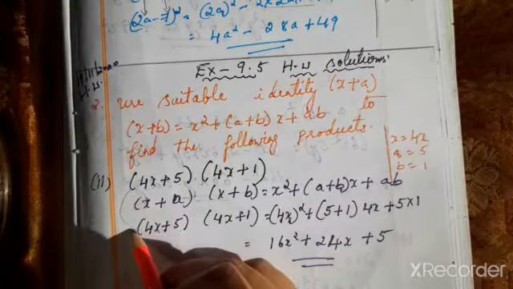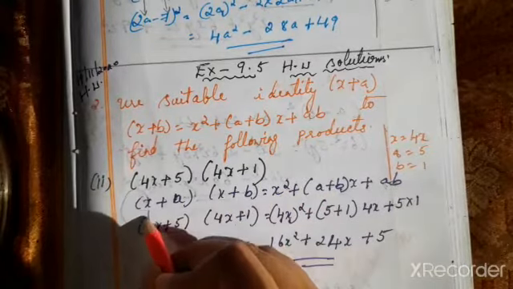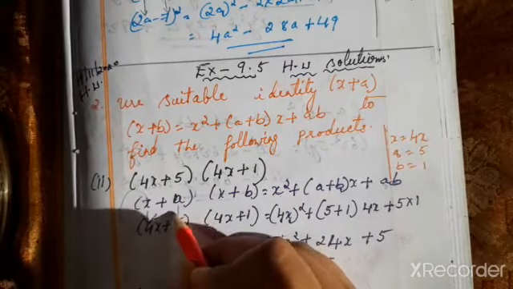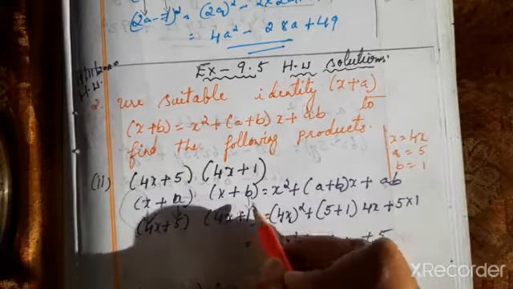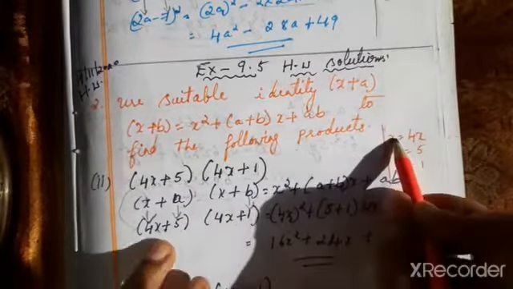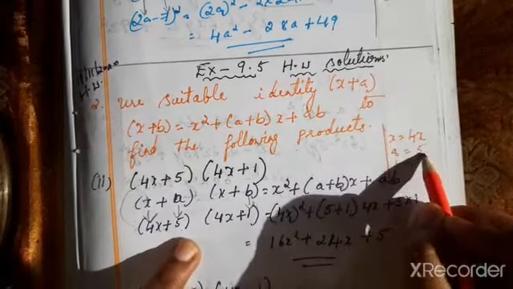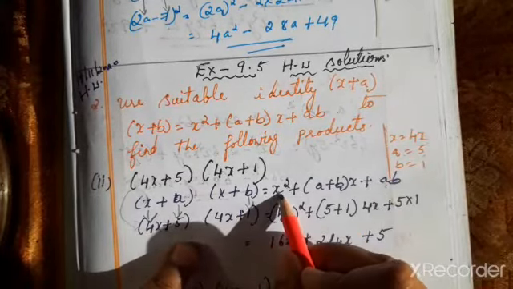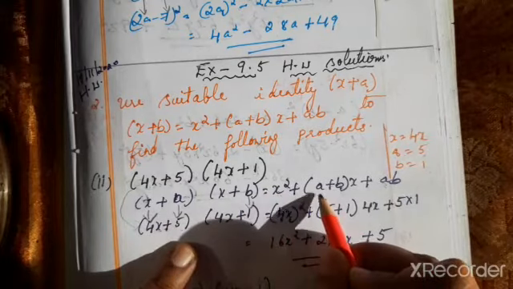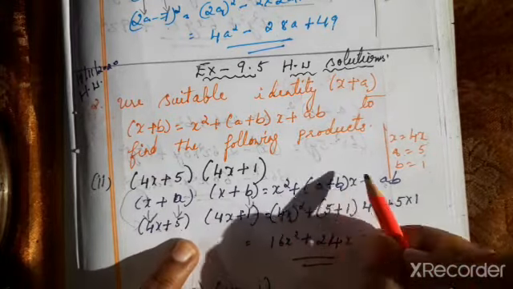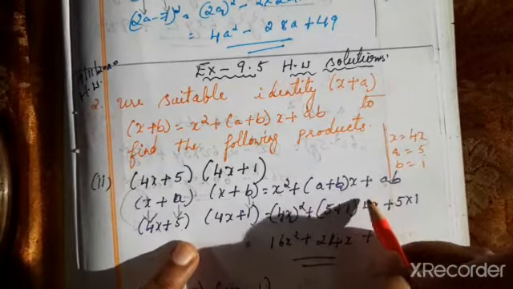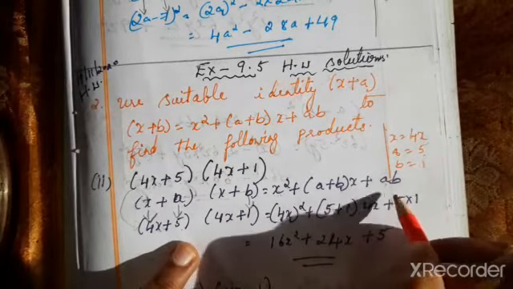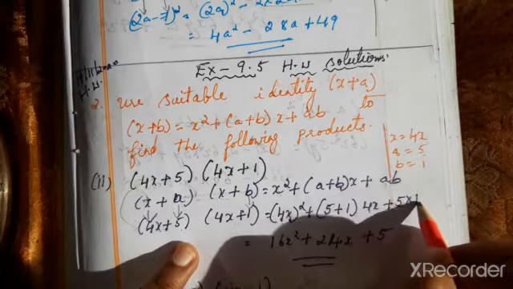Now write the same question here: (4x + 5)(4x + 1). In the place of x we have to write 4x, in the place of a we write 5, and in the place of b we write 1. So the x value is 4x, the a value is 5, the b value is 1. So x² means (4x)², plus (a + b), that is 5 plus 1, times x, that is 4x, plus ab, that is 5 times 1.